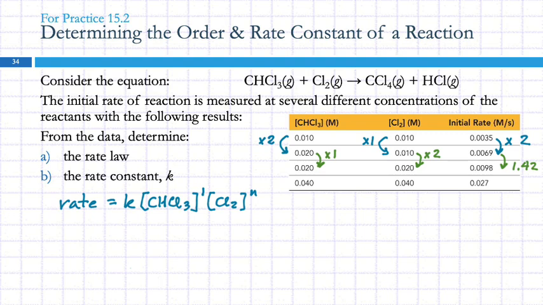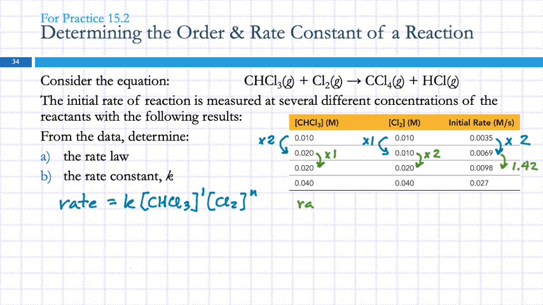That's not obvious, right? It's not first order because when this doubled, this did not double. It's not 0 because this did change. It's also not second order because it should have quadrupled. What do we do? Well, this is where we have to use that rate equals over rate equals because it's not obvious.